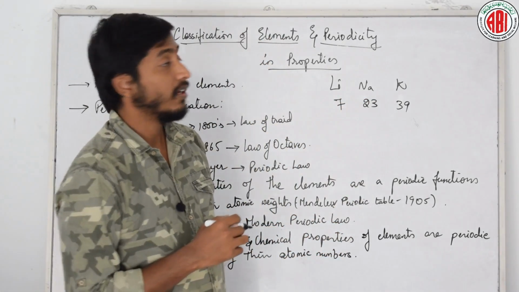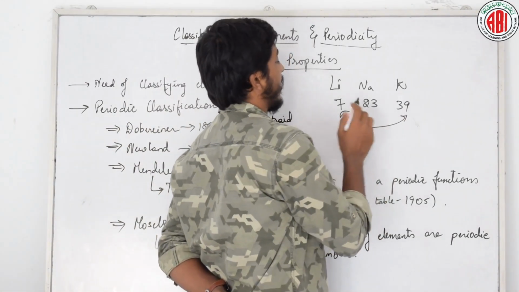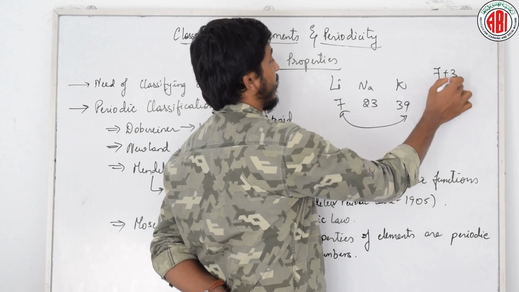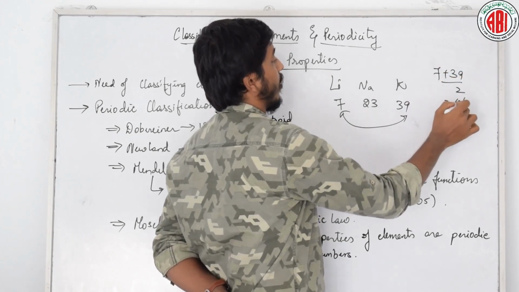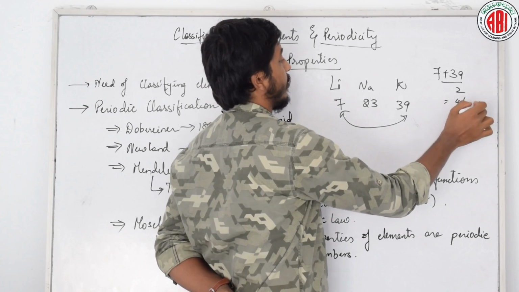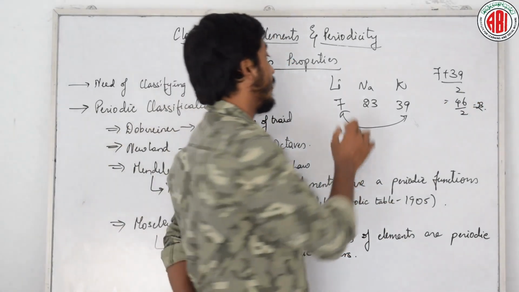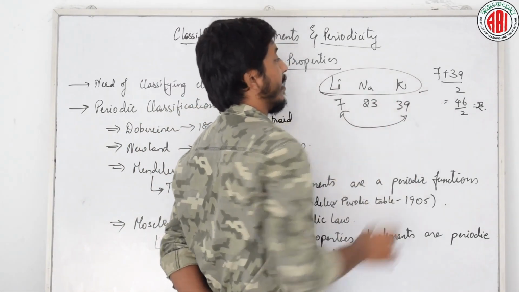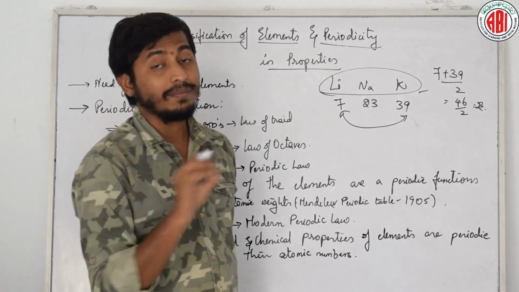According to Dobereiner, the average of the first and third element, average in the sense, I have to add these both and divide by 2. What is 39 plus 7? 46 divided by 2. Isn't it 23? Isn't it? Are we getting it or not? Then this can be a fixed set of elements which have similar properties.